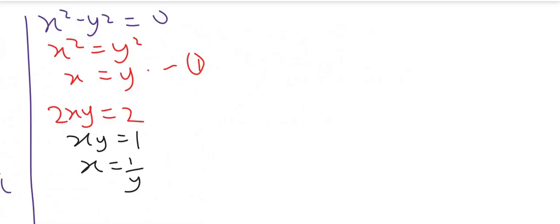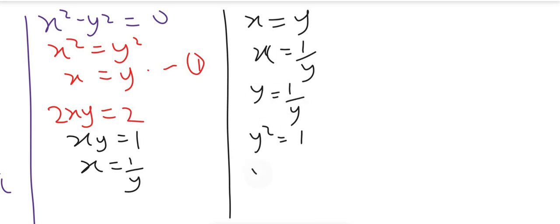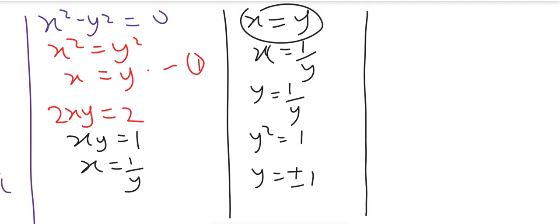In solving the two simultaneously, I have x is equal to y, and x is equal to 1 over y. So let me substitute x as y. So y is equal to 1 over y, so y squared is equal to 1. y is plus or minus 1. You can see the values of y. Since y is equal to plus or minus 1, if I substitute it as x here, which implies that x is also plus or minus 1.